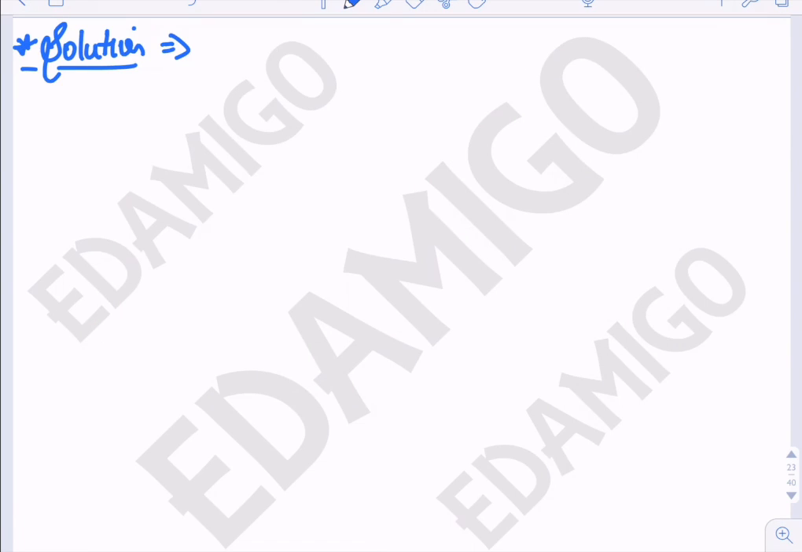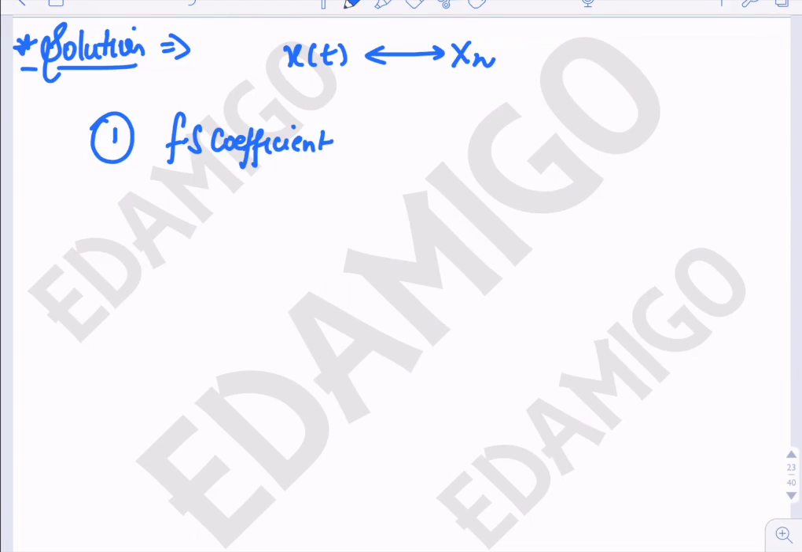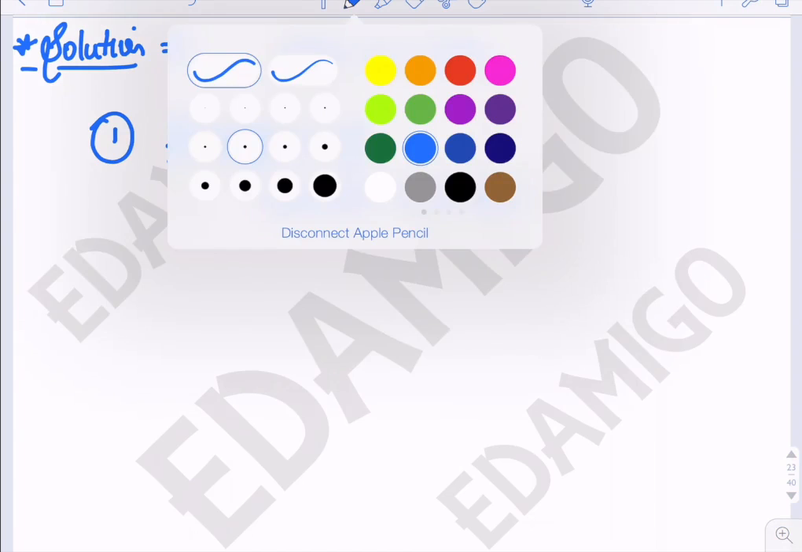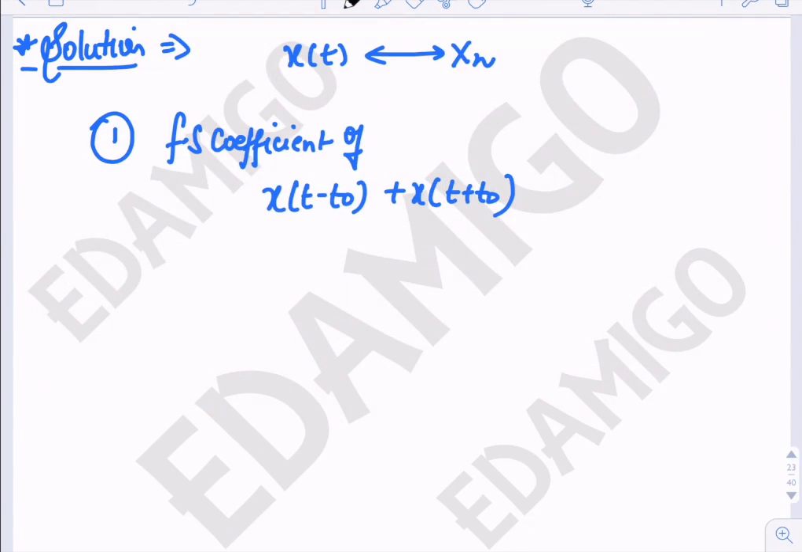It is given that x(t) has the Fourier series coefficient x_n. We have to find, first of all, the Fourier series coefficient of x(t minus t naught) and x(t plus t naught). Here we will recall the time shifting property.